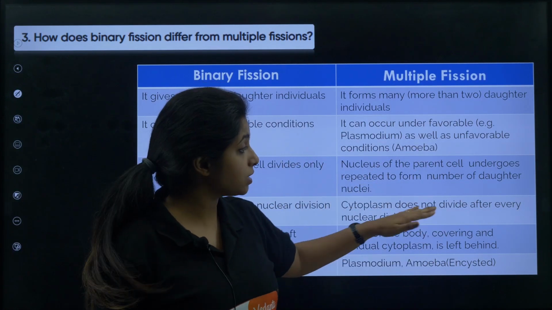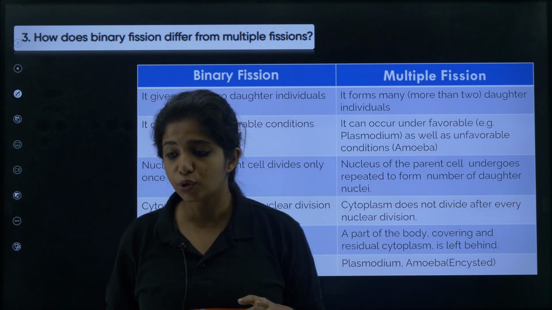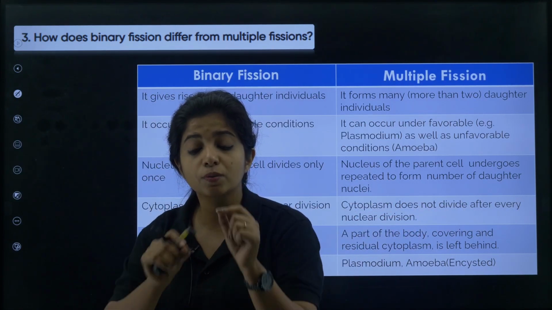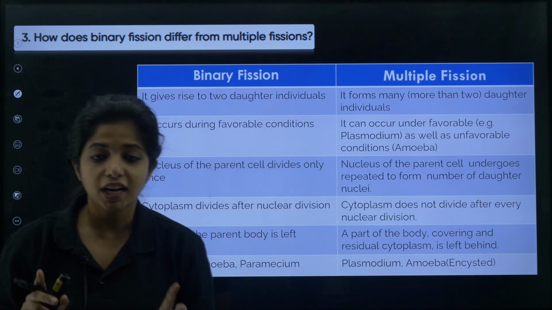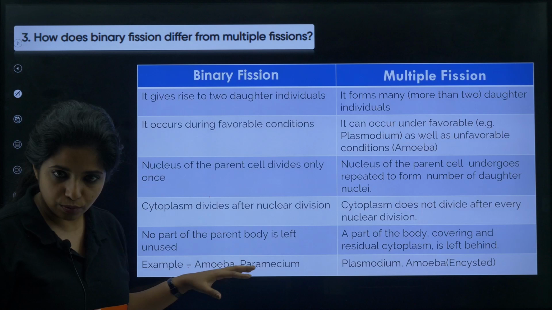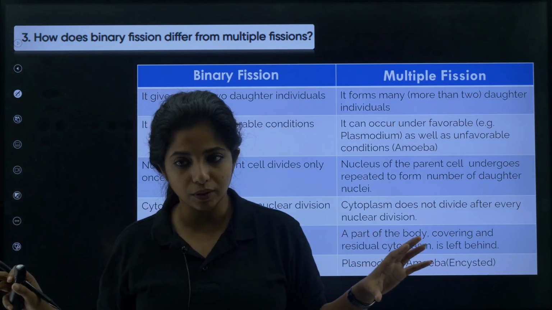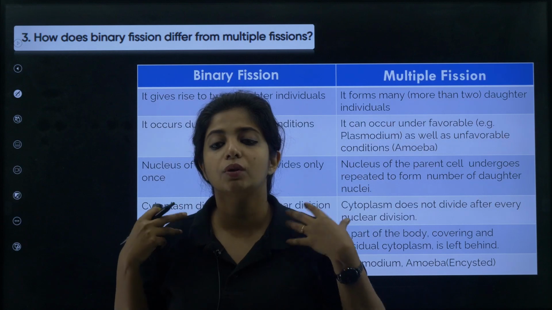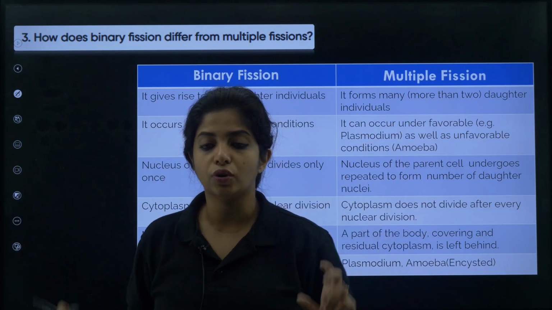But over here the cytoplasm does not divide after every nuclear division. You saw that the nucleus is keeping on dividing, and then later on a little amount of cytoplasm is going to surround each part of it. You get it? So that is why it is different. Now no part of the parent body is left unused. Everything that is there is being used. Okay, so the amoeba is there, it divides into 2 daughter amoeba. Now we say everything that was there in this amoeba has been given to the daughter amoebae.